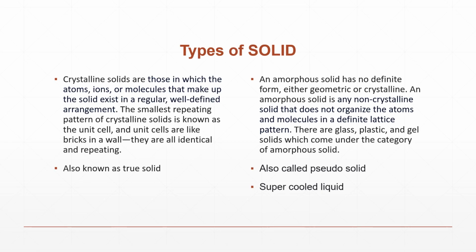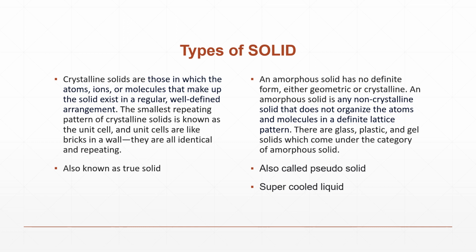After that, amorphous solids are those solids which are totally opposite to the crystalline ones. They do not have any definite shape or any definite geometry. If we talk about its arrangement, it is disordered. The space between the first and second one would be totally different from the space between the third and fourth one. That's why it is also called a pseudo solid, that means a false solid.